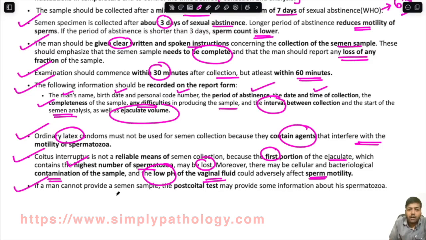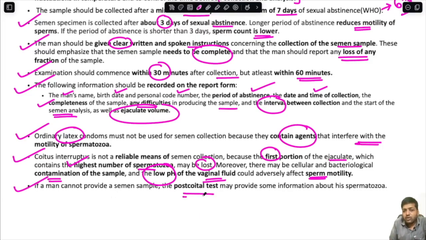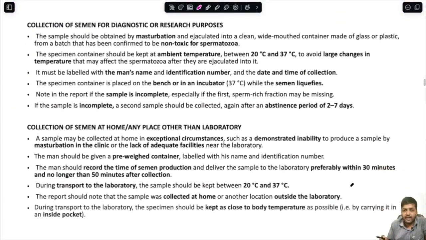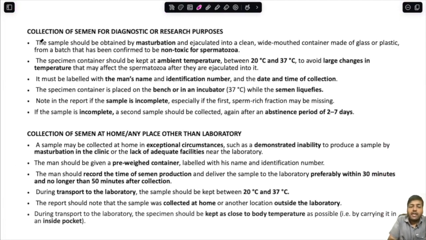Now, if a man cannot provide a semen sample, the post-coital test may provide some information about the spermatozoa. So, this is how the sample has to be collected. Some of the important points for collection of semen for diagnostic or research purposes, when it is done in the laboratory itself: the sample should be obtained by masturbation and ejaculated into a clean, wide-mouthed container made of glass or plastic from a batch that has been confirmed to be non-toxic for spermatozoa.